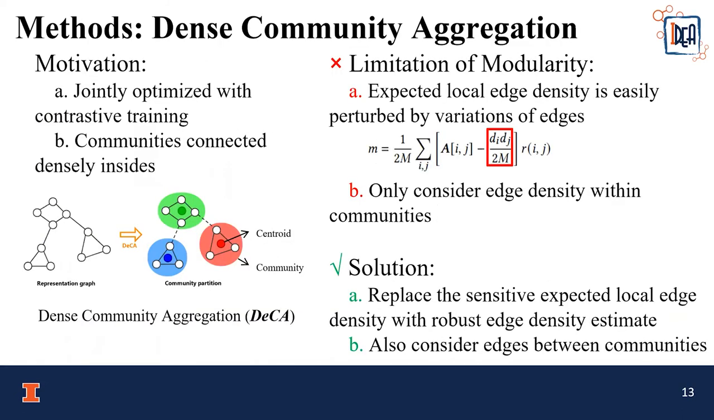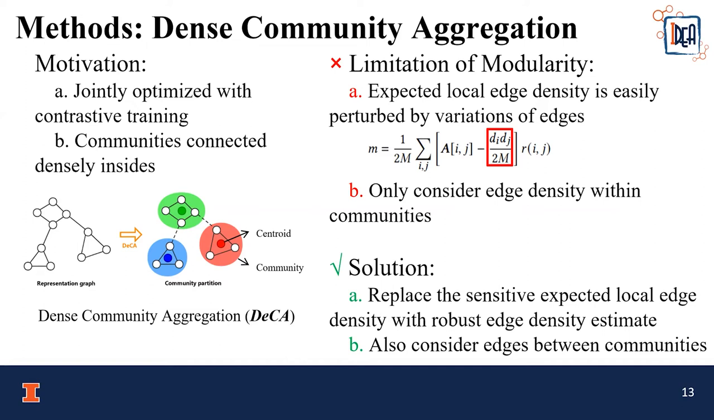Okay, firstly, for the DCA algorithm, our motivation is that we want to jointly optimize the community detector with the contrastive training. We want an end-to-end training scheme. And we assert that communities should be connected densely inside. So there should be more edges inside a community rather than across communities. And back to what we just talked about earlier, the modularity.